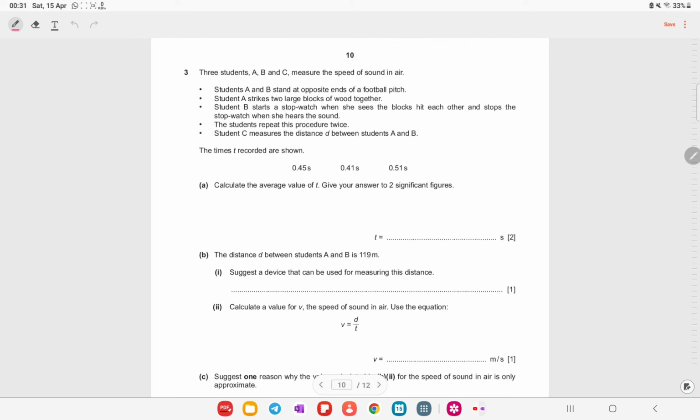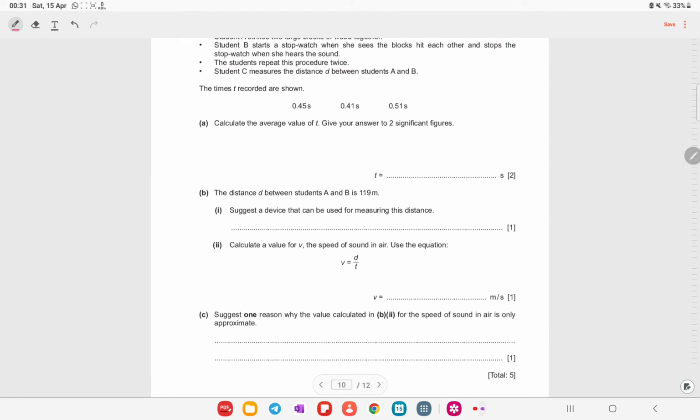Okay, moving into the next question, and it says that three students A, B, and C measure the speed of sound in air. Students A and B stand at opposite ends of the football pitch. Student A strikes two large blocks of wood together. Student B starts a stopwatch when she sees the blocks hit each other, and stops the stopwatch when she hears the sound. This is basically the procedure for how they are going to measure the speed of sound.